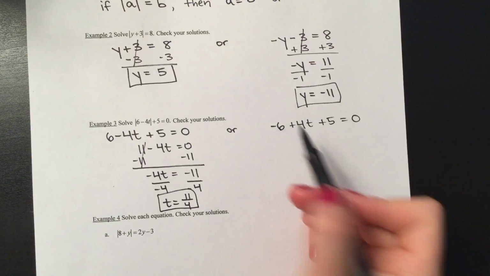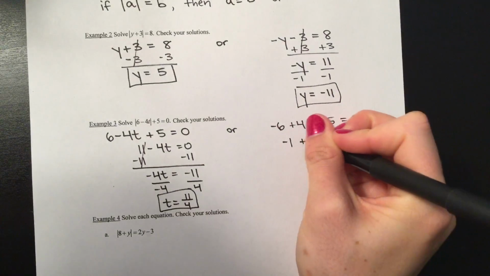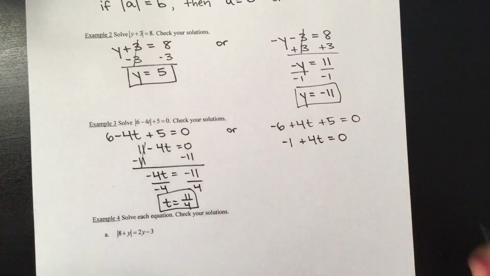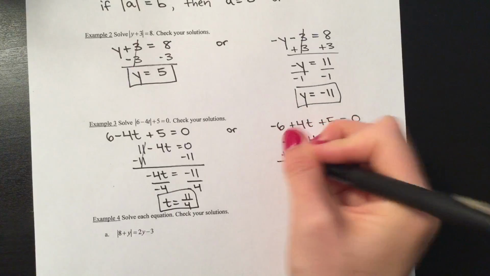All right, same thing over here. I have negative 6 and positive 5, so that combines to a negative 1. Plus 4t equals 0. Start by adding 1 to get rid of that negative 1.